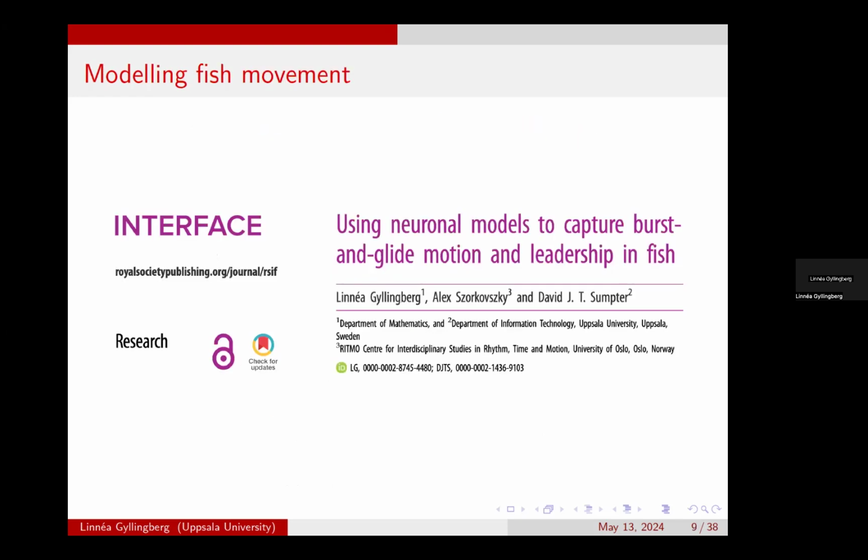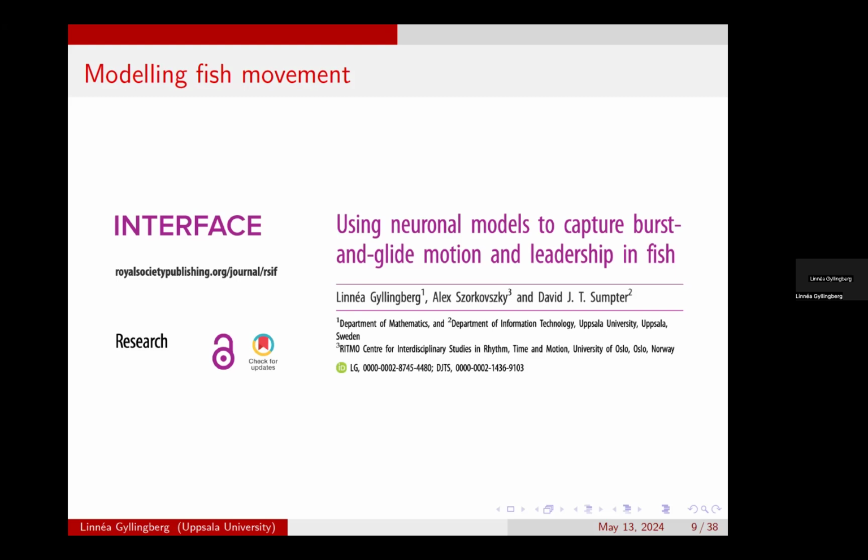So, briefly, modeling fish movement. I have this paper called Using Neuronal Models to Capture Burst and Glide Motion and Leadership in Fish. It's a long title. Fish movement is usually modeled... Is anyone into modeling fish movement here? No one. But there's a huge crowd who are really into modeling fish movement. You might not think that because you're all into neuroscience, but people are very interested in it.